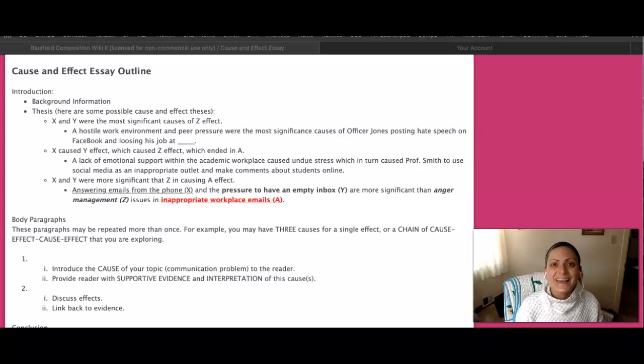All right, let's look at some different cause and effect essay outlines and then edit a cause and effect essay that was posted online. So, a very rough outline for this would be background information where you introduce a specific effect or a specific case that you're looking at. And then you conclude with a thesis that states an argument about how certain causes led to a certain effect.